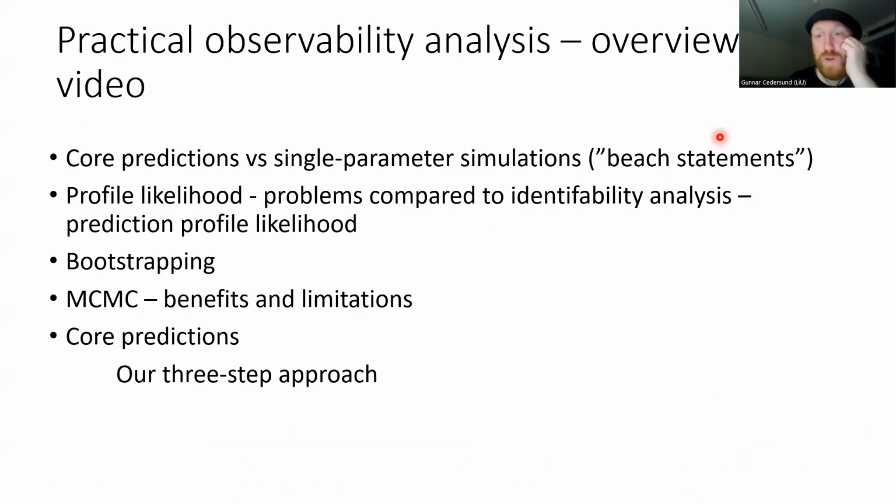Okay, so what will we talk about? We will talk about the importance of looking at the uncertainty of predictions, and if you just have a simulation, you don't know if it's a core prediction or if it's just what we sometimes call a beach statement, which is not a very strong statement. And then we look at, just to understand some of the problems, with just using the profile likelihood as it is.